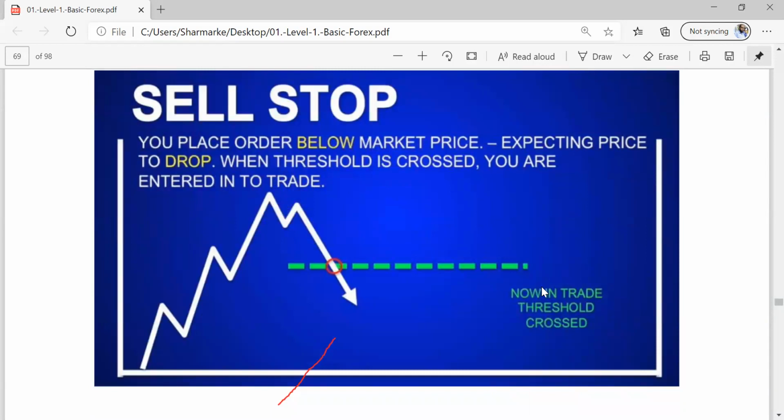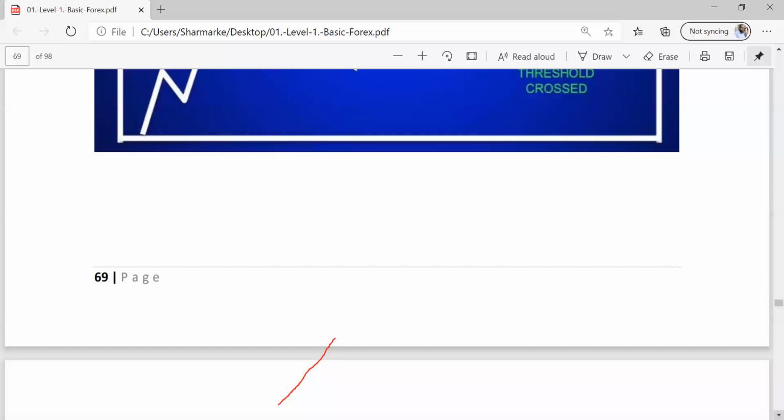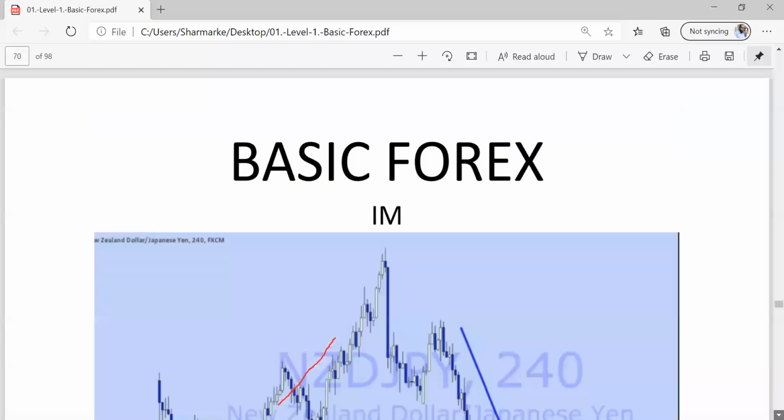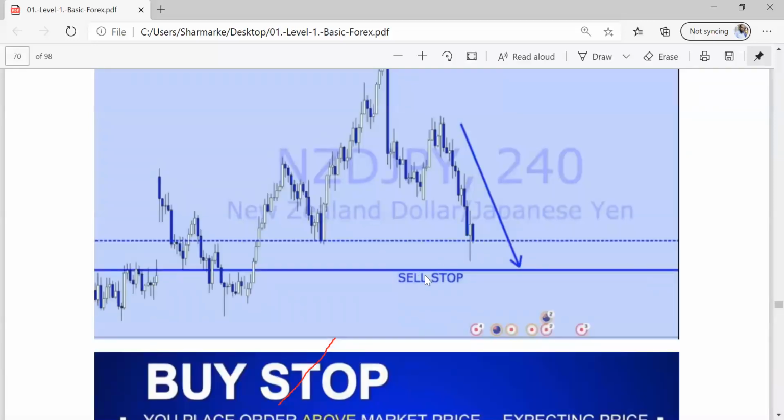You place the order below the market price, expecting the price to drop. This is the same way. Now the trade threshold has been crossed. Here is an example where it has been crossed and you are in the market. This is the way it works. You have a sell stop here. The market is coming down. Once the market comes here, boom, your order is open.